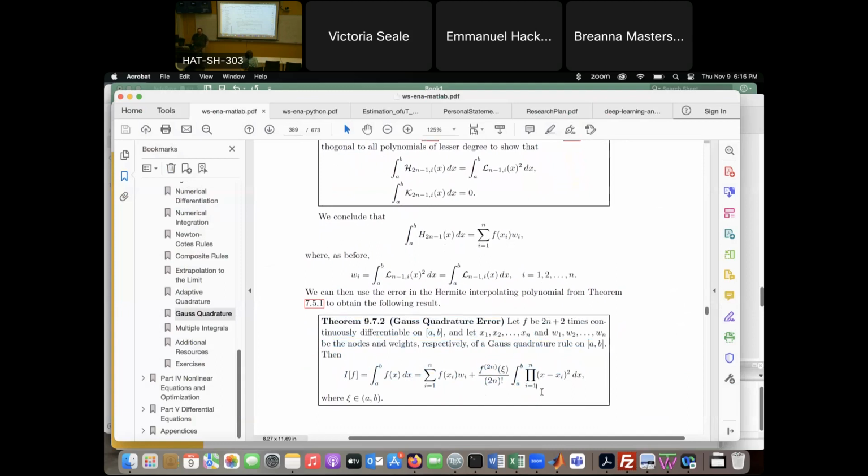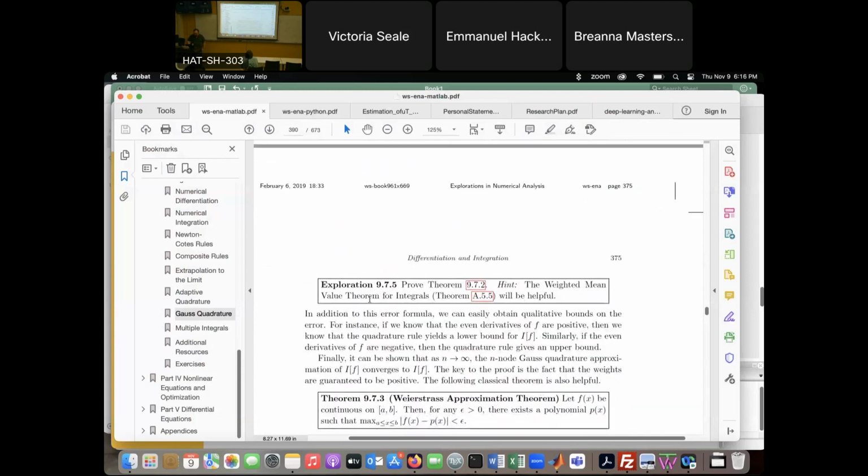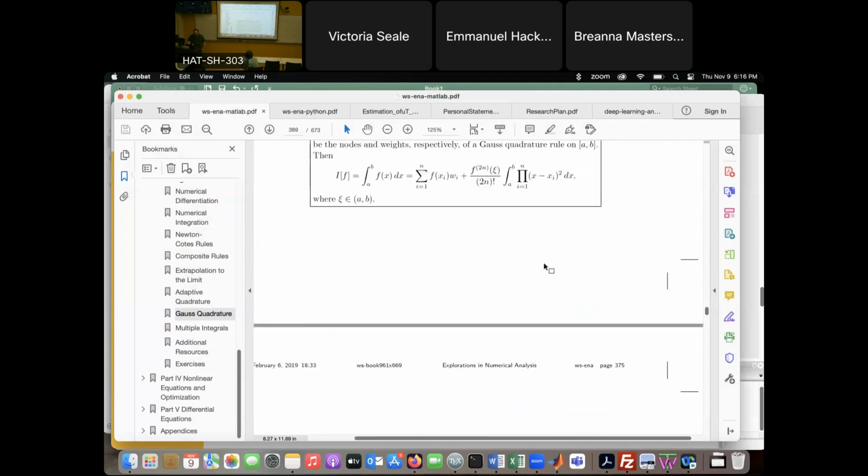But because you're relying on interpolation error for the Hermite case. Oh yeah, this problem right here is one that you want to do. Okay.